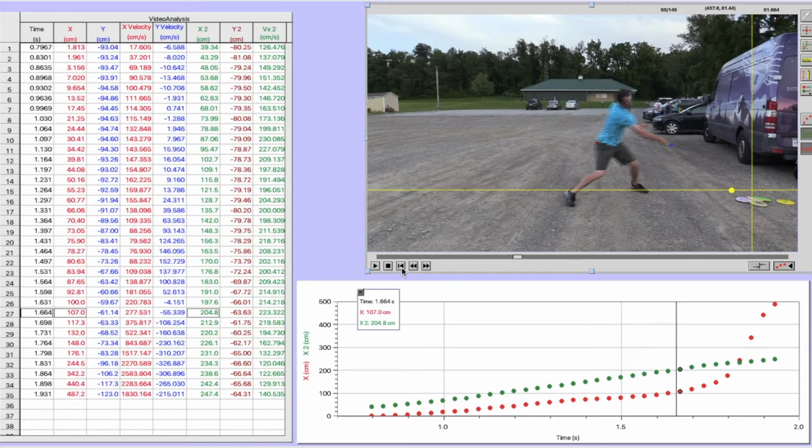Let's take a look at this shot one last time. Beautiful. Physics in disc golf.